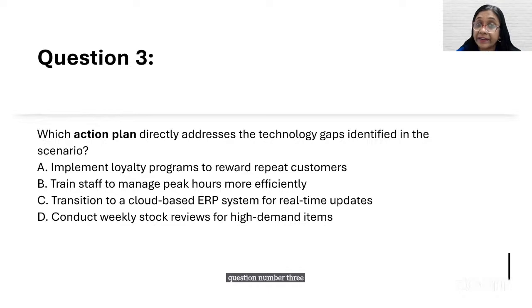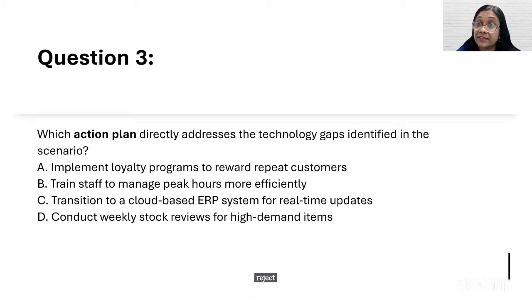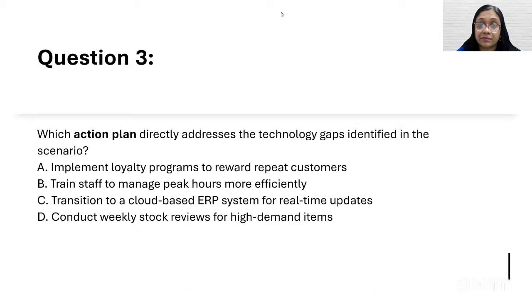Question number 3. Which action plan directly addresses the technology gaps identified in the scenario? Which action plan addresses technology gaps? Again, very easy. If you have been with us for the case study, it will be very easy for you. Yes, that's correct. Option number 3, C, transition to a cloud-based ERP system.